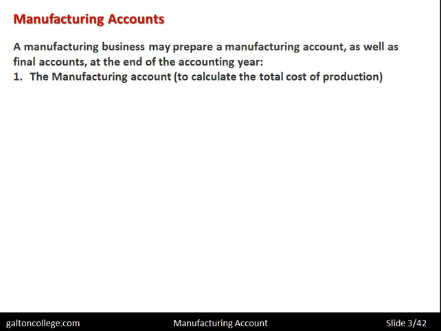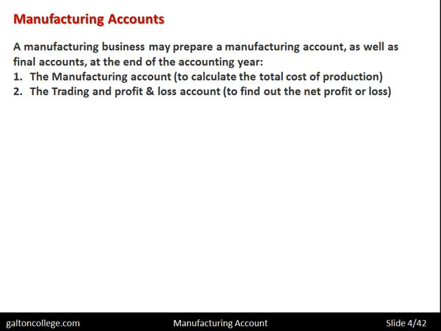Now, the manufacturing account is to calculate the total cost of production. It tries to work out the total cost of production and show how those figures perhaps compare with previous years, as I said before. But they're used essentially for decision-making purposes.